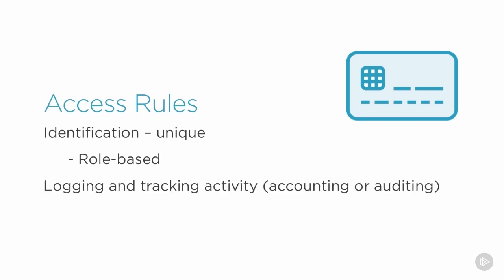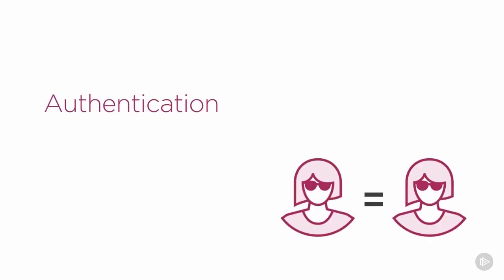We also, of course, have to put in place tracking and logging so we know what somebody did when they're on the system. This is also the reason why the identification should be unique, so we can associate that activity on the system with the individual that performed that activity. This is the process we often call accounting or even auditing.